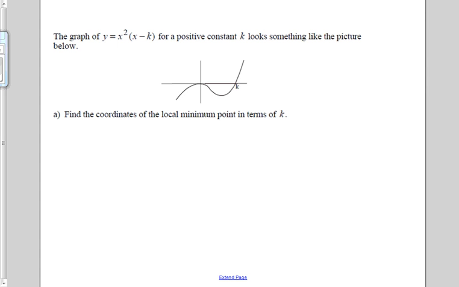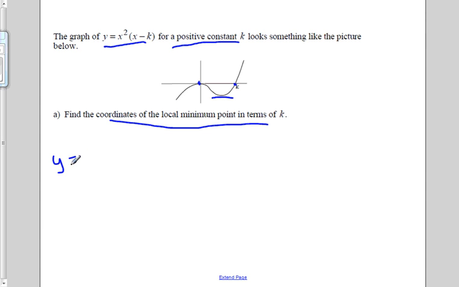Now, here's a graph. It's saying that k is some positive constant, so therefore we know the zeros of my function are at 0 and k. And what I'd like you to do is try to figure this out on your own. Pause the video, and then once you get the answer or get stuck, unpause it and see how you did. So it says find the coordinates of the local minimum point. Well, we know the local minimum point is going to occur right there, and it's going to occur when my derivative is 0. So let's find the derivative.